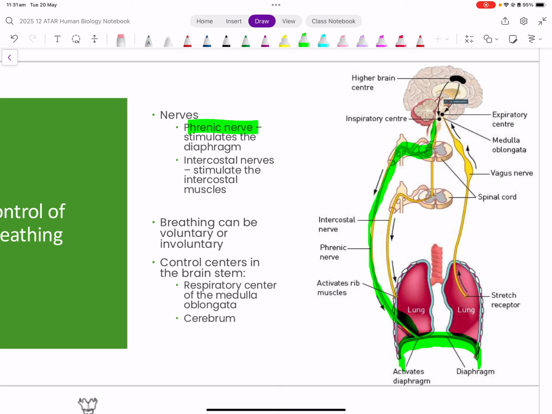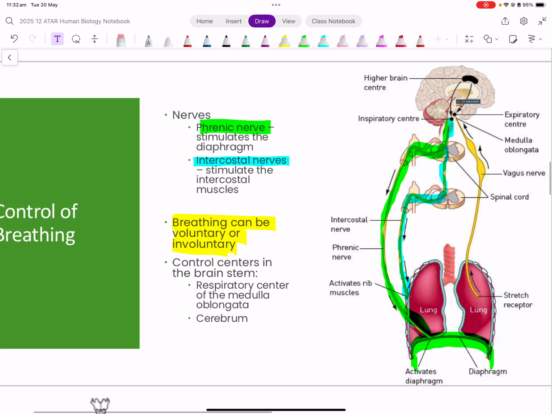Now, the second nerve are the intercostal nerves. And these intercostal nerves, again, I'm going to highlight them in blue for you now. They run all the way through the spinal cord, down, and to the muscles in between the lungs, so the intercostal muscles. Now, as we're aware, breathing can be voluntary or involuntary. And unfortunately, it's probably going to be voluntary now that you're thinking about it. But these two centres are quite different.